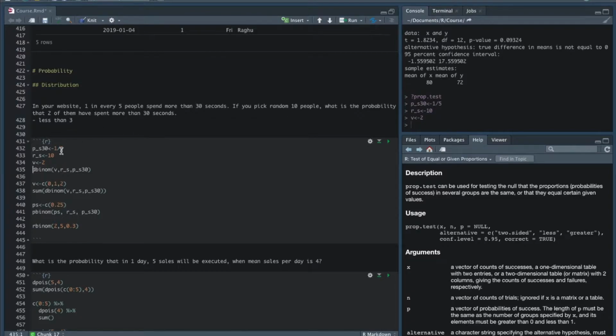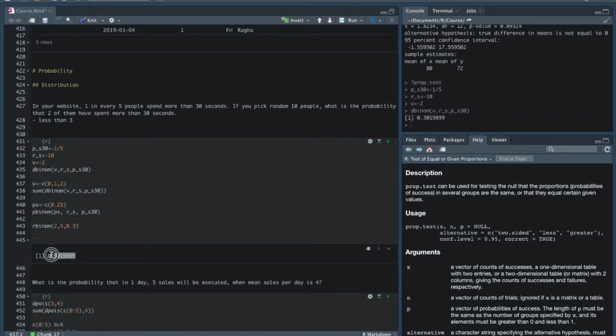To find out this probability, there's a very straightforward formula, d and then the name of the distribution, binom, dbinom, and then we just give the parameters and run it, and the result is 0.3.